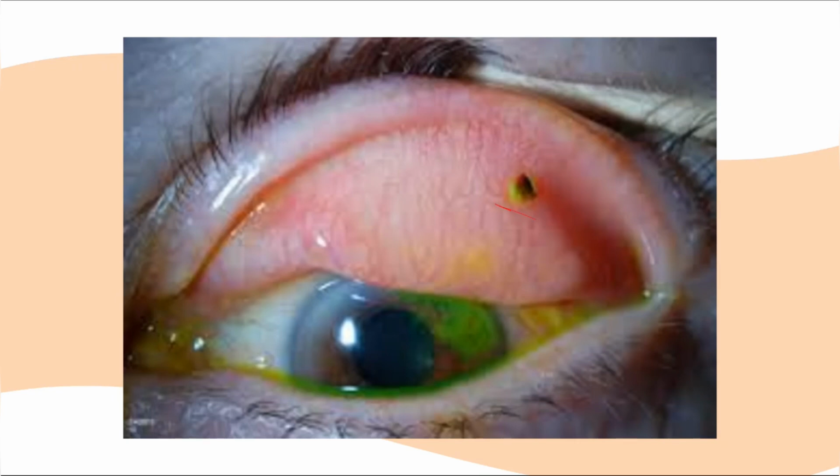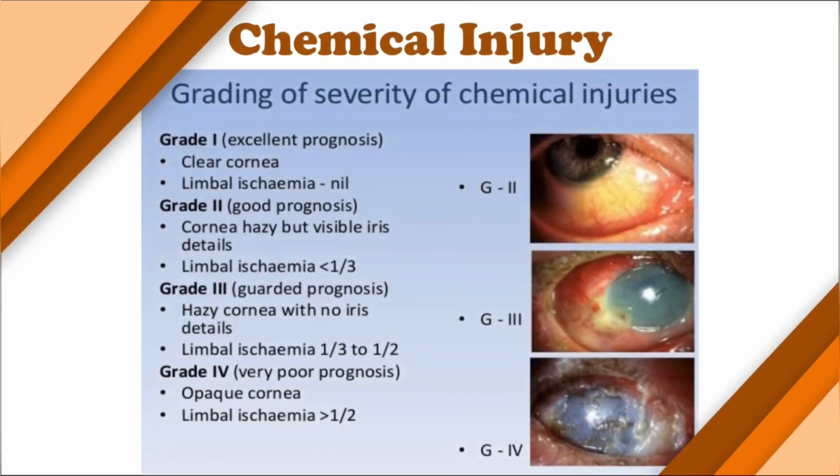Many times foreign bodies can be in the upper eyelid, so if you invert the upper eyelid upward, you can see the foreign body most of the time. These foreign bodies can cause lesions in the eye. You have to be careful.